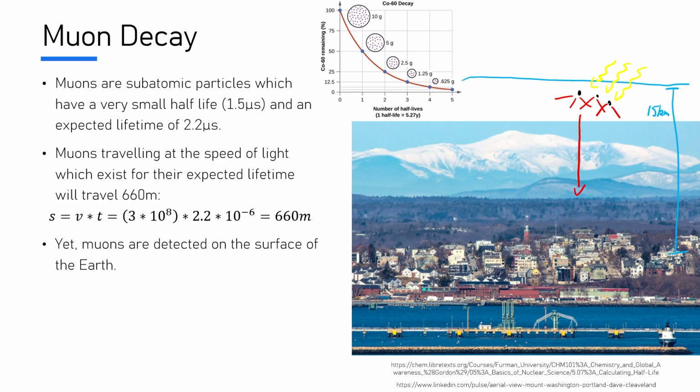Muons traveling at the speed of light will only travel about 660 meters if they exist for their expected lifetime. Now, obviously, this is quite shy of the 15 kilometers that these muons need to travel. Yet, interestingly, we are able to find and detect muons which have come from the upper atmosphere on the surface of the Earth. So the question becomes, how does this happen? These muons are existing somewhere between 25 and 30 times more than their expected lifetime, statistically meaning that we really shouldn't detect them on Earth, yet we do.